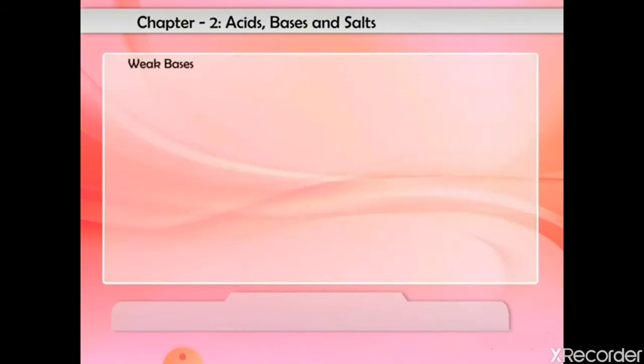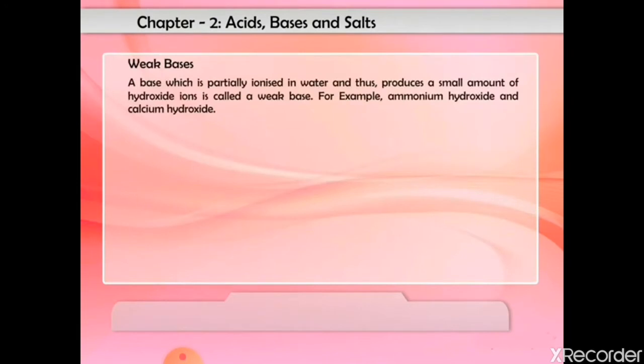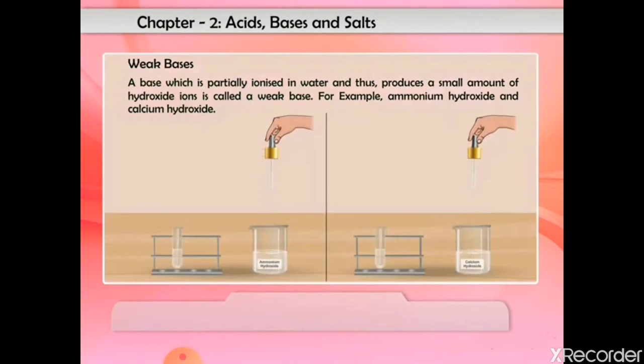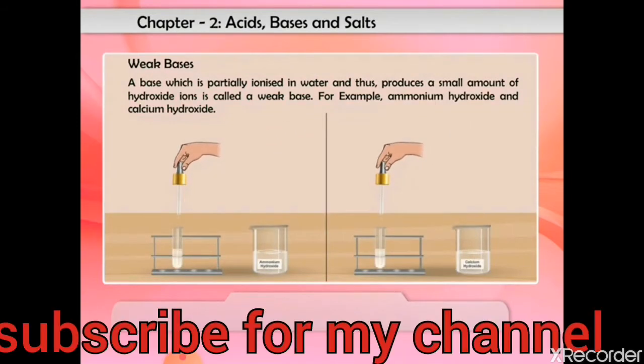Weak bases. A base which is partially ionized in water and thus produces a small amount of hydroxide ions is called a weak base. For example, ammonium hydroxide and calcium hydroxide.